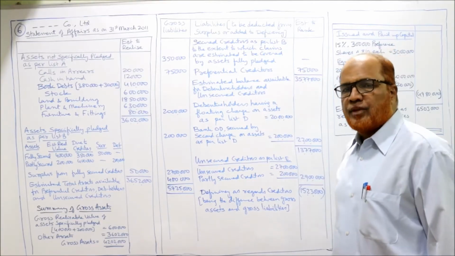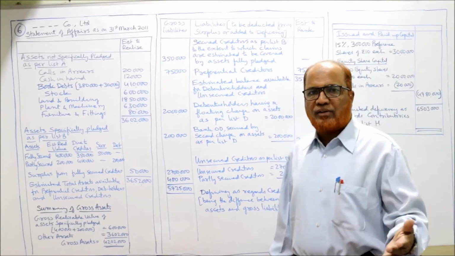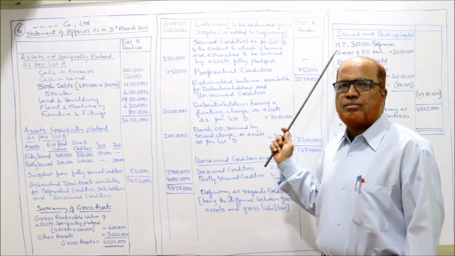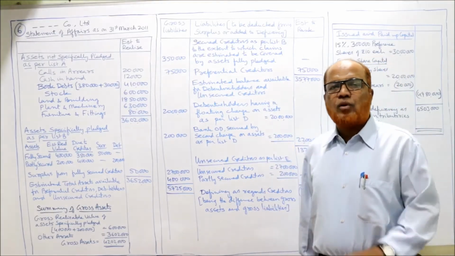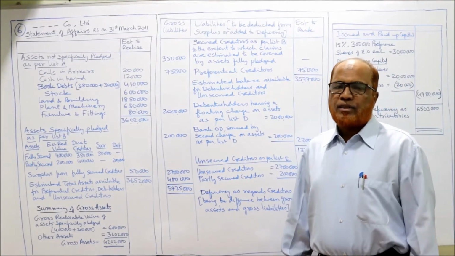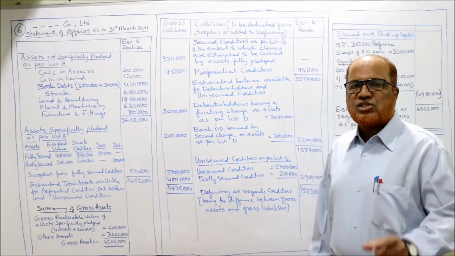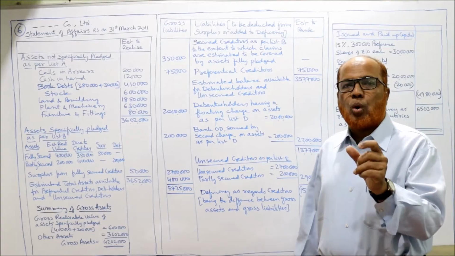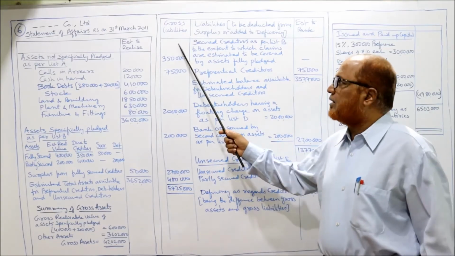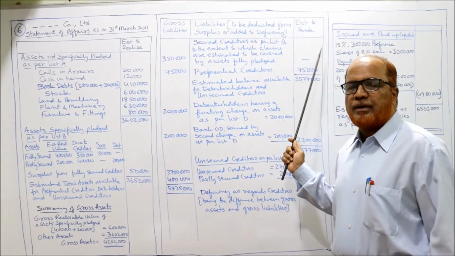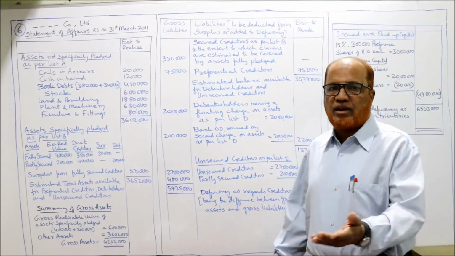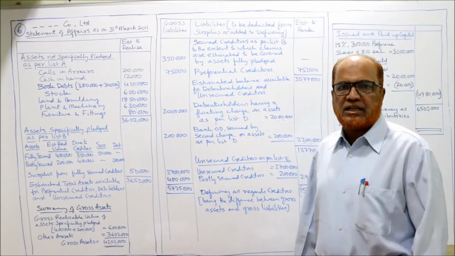Now liabilities to be deducted from surplus or added to deficiency. Gross liability estimated to rank. First we will take fully secured creditors. The fully secured creditors are 3 lakh 50,000. This fully secured creditors will be taken only in the column of gross liabilities. That amount will not be taken in estimated to rank because they will recover their amount. No need to pay anything.